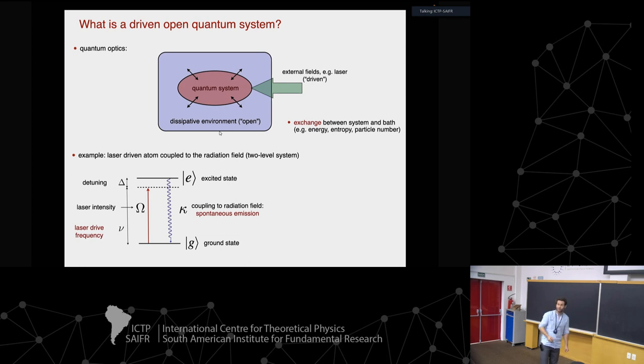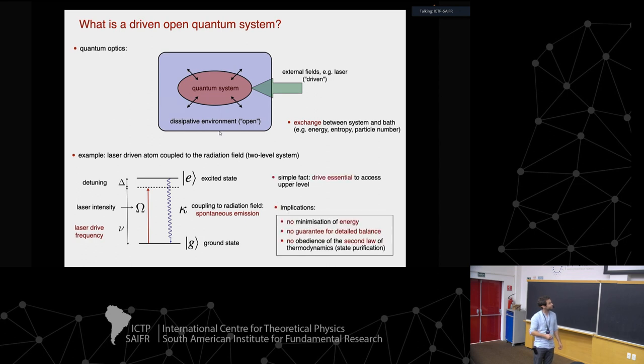And there's also an effect that was not discussed now, but that's a kind of deep quantum effect in a sense. Coupling to the radiation field leads to the possibility to spontaneously emit light at some rate kappa. So this is a super simple system, but it really has a lot to tell you about driven open quantum systems. A very simple fact is that the drive is essential to bridge the energy distance here and to finally reach, starting from a ground state of this atom, the excited state, right?